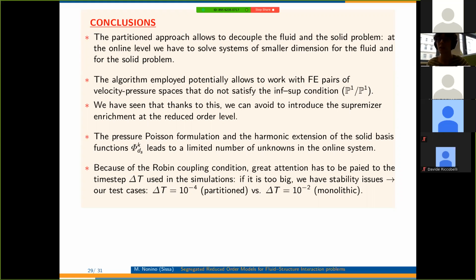But let me tell you that with a monolithic approach, so by choosing to solve the fluid and the solid problem all at once, with the same values of the parameters for the same test case, we can obtain good results using a time step of 10 to the minus 2, which is 2 orders of magnitude bigger than the one we used for our test cases.